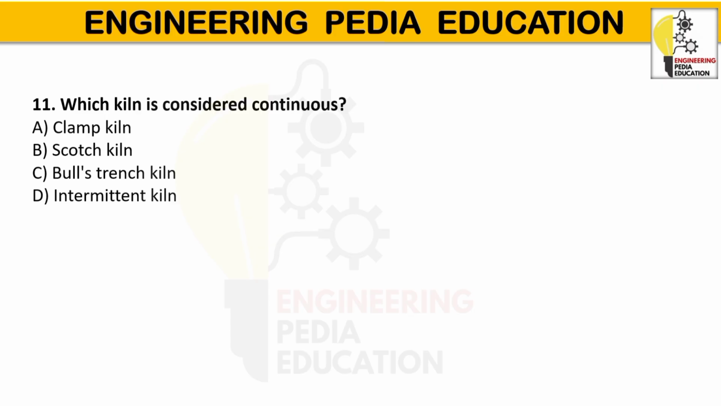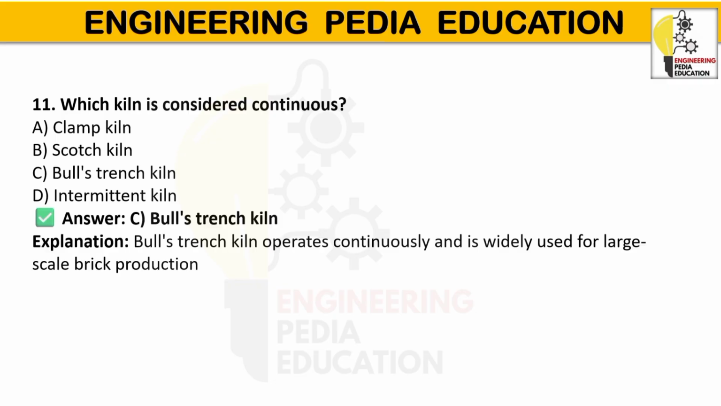Which kiln is considered continuous? Clamp kiln, Scotch kiln, Bull's trench kiln, intermediate kiln. So the correct answer is Bull's trench kiln. Bull's trench kiln operates continuously and is widely used for large scale production.